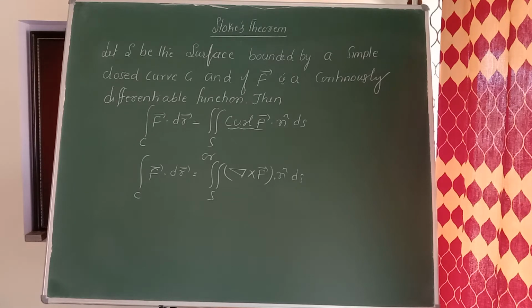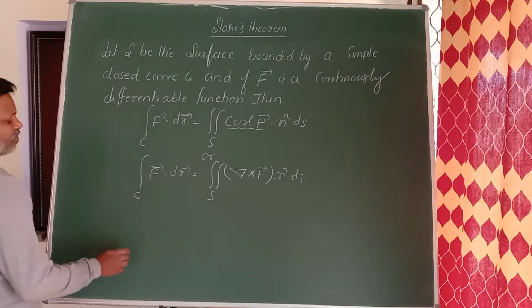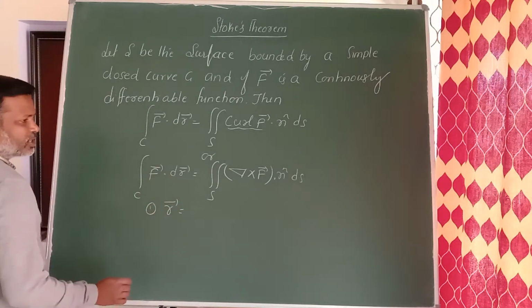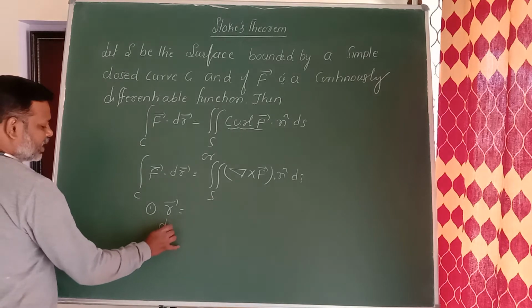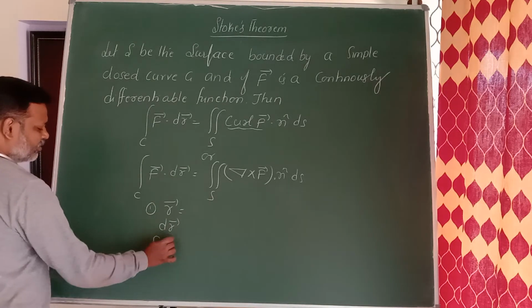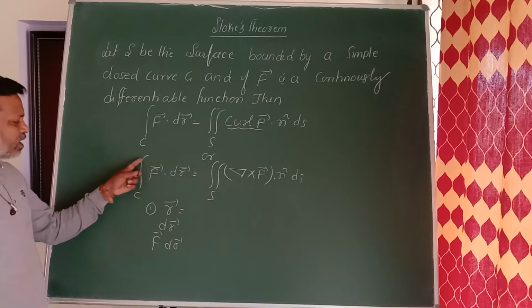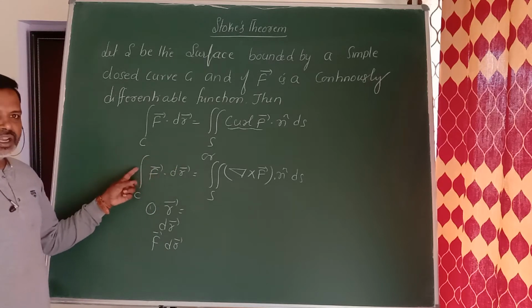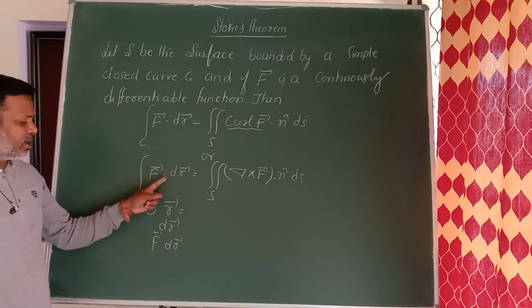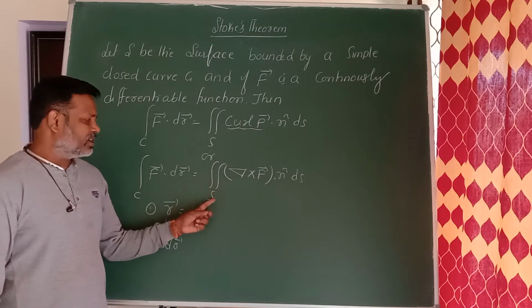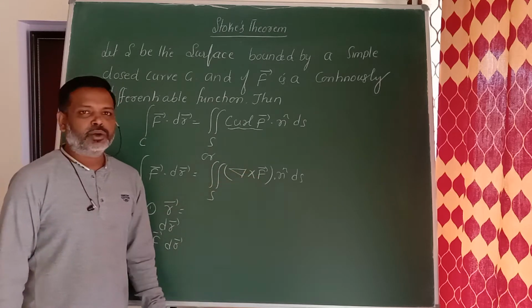So now what is the procedure? Here the procedure is, first I have to write down the r vector, that is a vector equation, and then find out the dr vector, and then find out f dot dr. After getting f dot dr, let us find out the first form, that means the line integral over C of f dot dr. After getting this, find out the RHS, the double integral over the surface of del cross f dot n cap into ds.